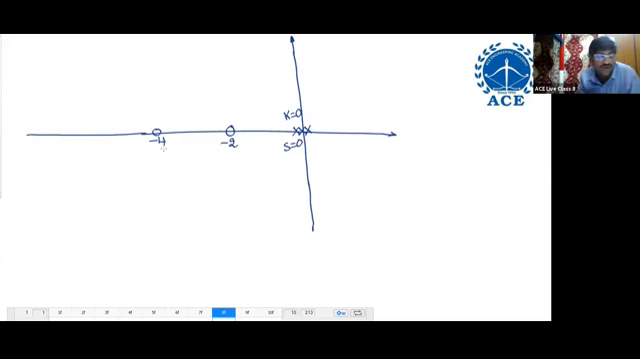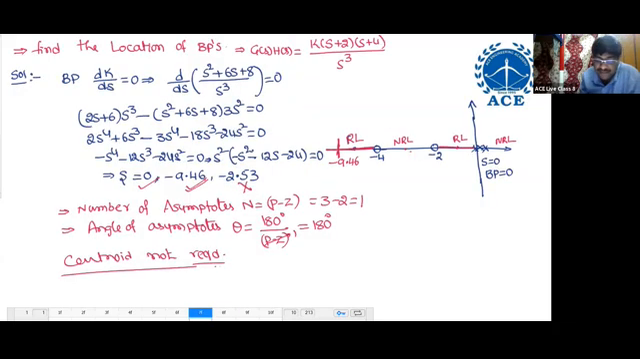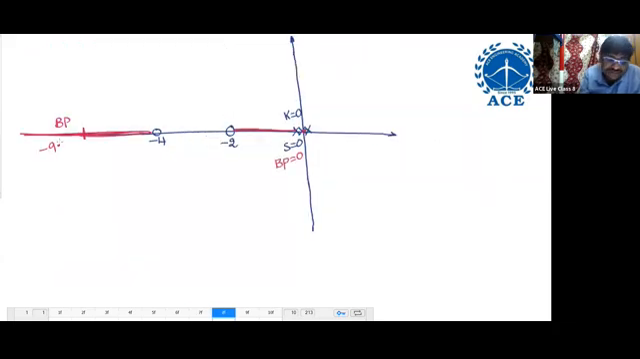Come on, identify the root locus branches. Here there exists a root locus branch. Here no root locus. Here there exists a root locus branch. Next, breakpoints: at the origin one breakpoint, breakpoint equal to 0. Another breakpoint here, minus 9.46.